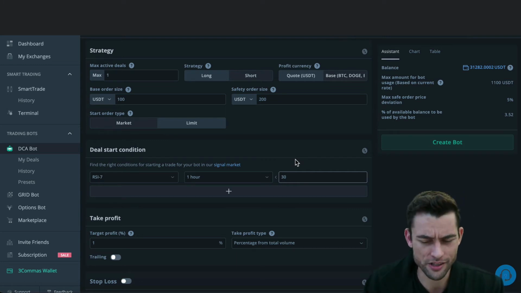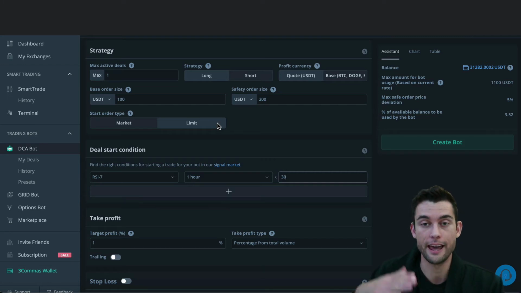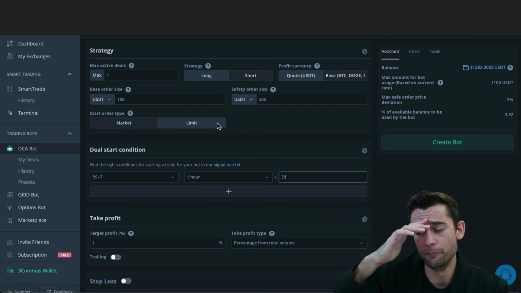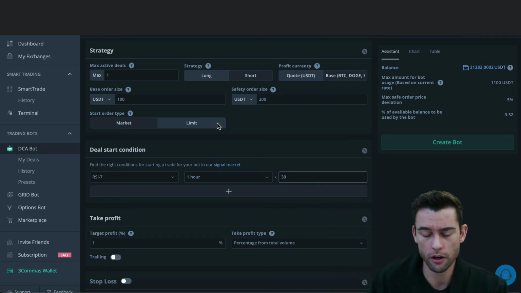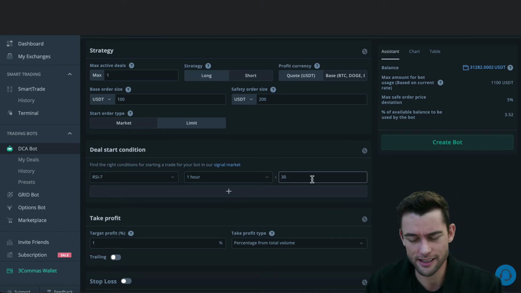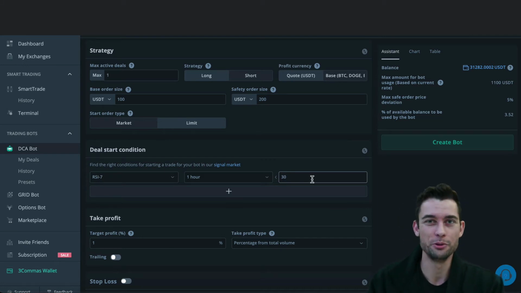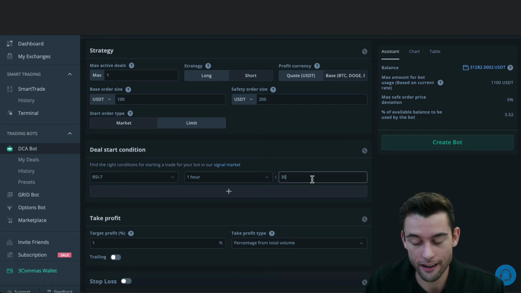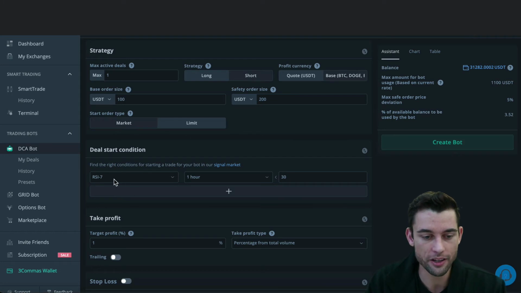I want it to start if it's under 30, because if it's under 30, then that's when it's oversold, and that has the highest likelihood of returning to a normal RSI, a normal price, and bouncing from under 30. So I'm setting this to under 30. You definitely don't want it to be under 70. Honestly, it seems sort of stupid to me. They should definitely change that, and I will comment and tell them to change that. So right now we have the RSI 7 on the 1 hour time frame, under 30 as the deal start condition.